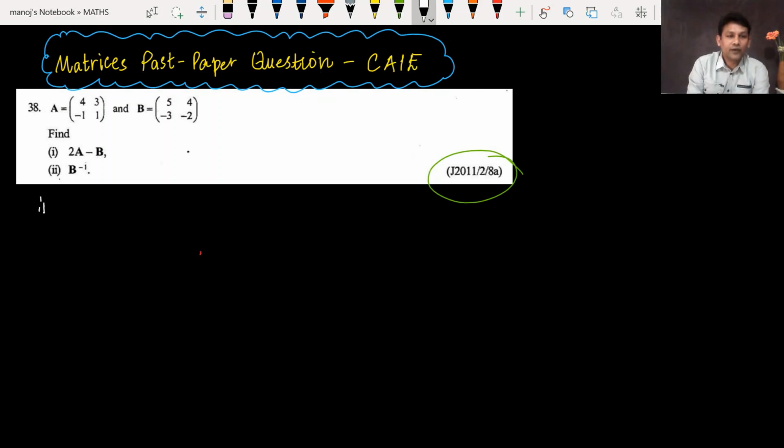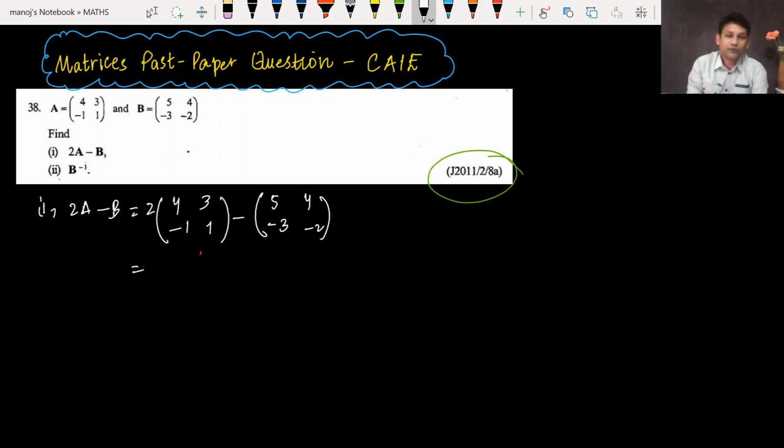The first, I would like to solve it a little fast, is 2A minus B. 2 with bracket A is 4, minus 1, 3 and 1, minus B. Minus B, I am writing here, the B is 5, minus 3 and 4 and minus 2. What we have to do is multiply the number by the bracket and do the same for each. 2 by 4 is 8, minus 2, 6 and 2. Then we need to subtract now.